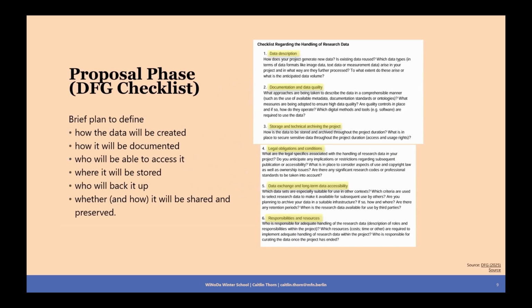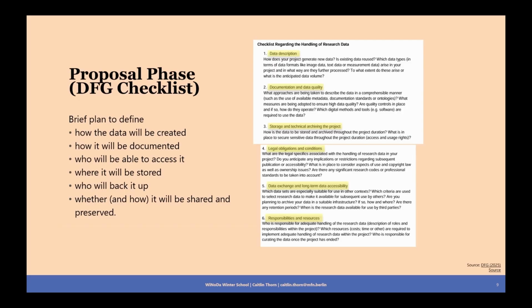The proposal phase. In Germany, a lot of funding comes from the DFG, and the DFG has a checklist of how you should handle research data. They have these requirements of what you should include in your project proposal, and that includes a plan of defining how the data will be created, how it will be documented, who will access it, where it will be stored, and so on.